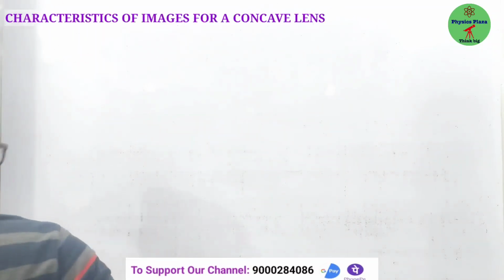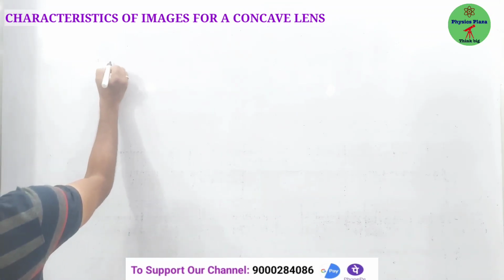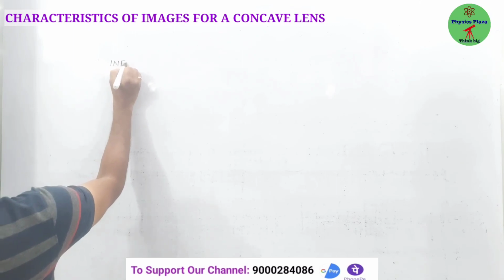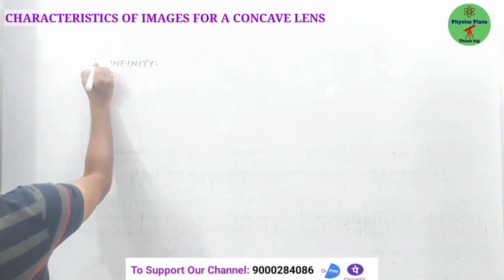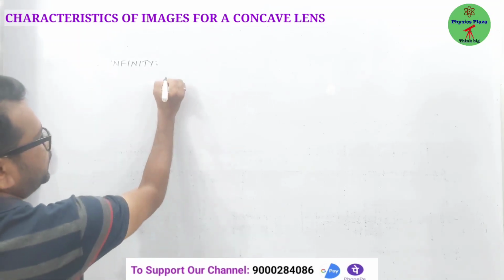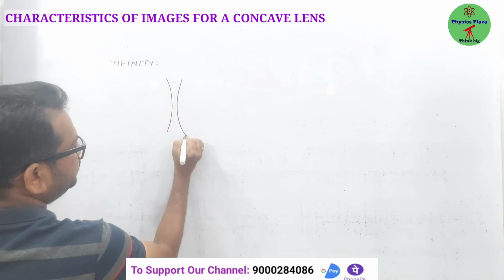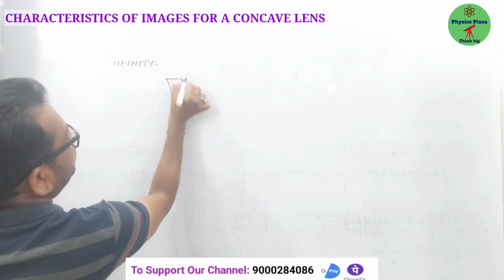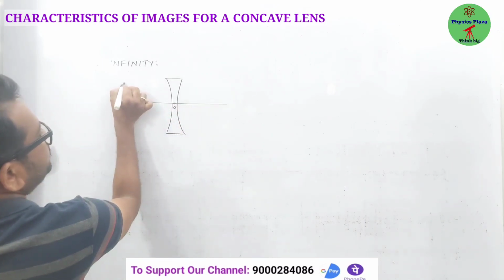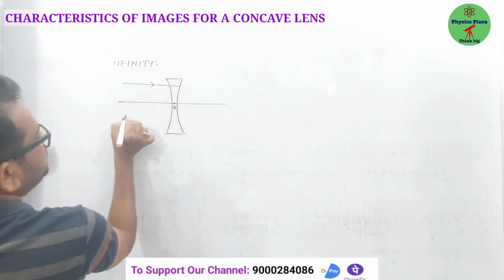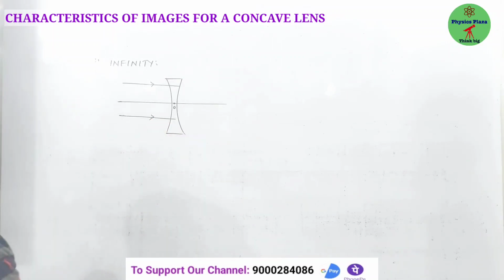Fine, children. Now let us see the concave lens. First case, children. What is the first case? Object is placed at infinity. What happens when the object is placed at infinity? So let us take here a concave lens, and here is the principal axis, optic center. So, whenever the object is placed at infinity, children, light rays will come parallel to the principal axis.